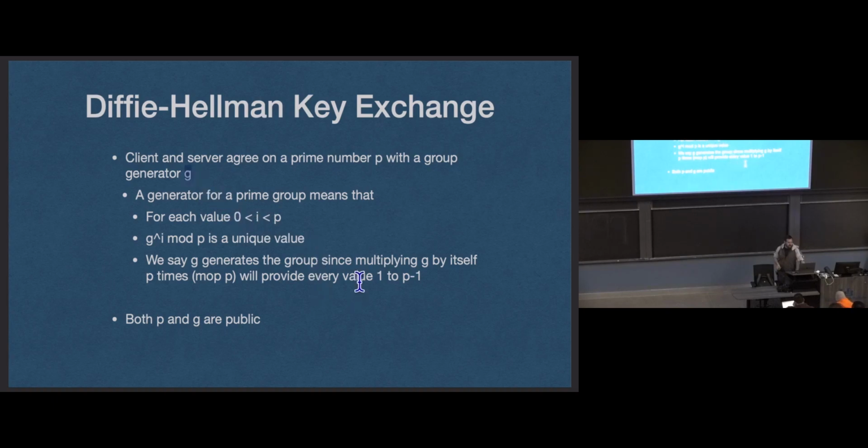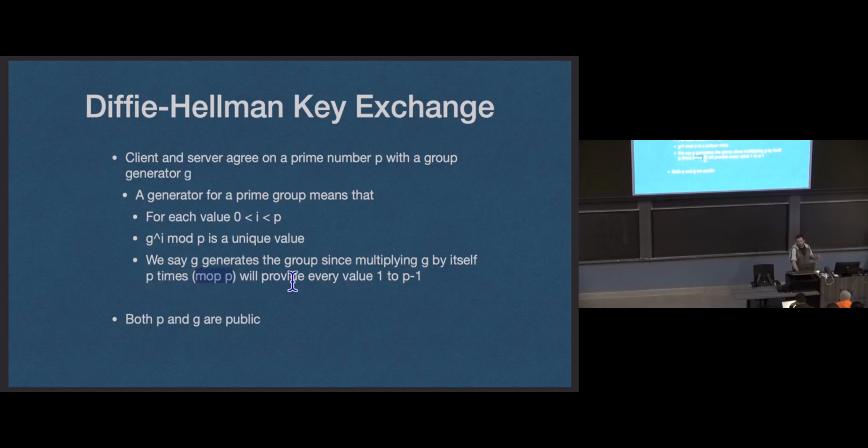G is a value such that if you keep multiplying G by itself, so G to any power 1 to P minus 1, if you raise G to all those powers, you'll end up getting all of the values from 1 to P minus 1 without repeating any values. So this is called a generator because as you keep multiplying G by itself, you're going to run through all of the different values that can be generated in the group P, which is all the values, I forgot to mention, mod P.